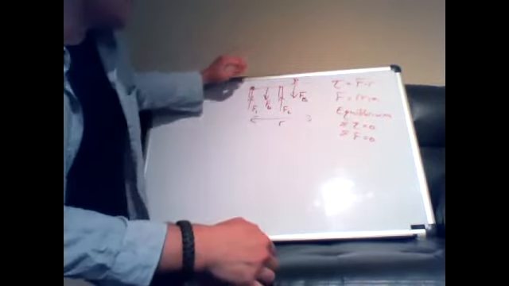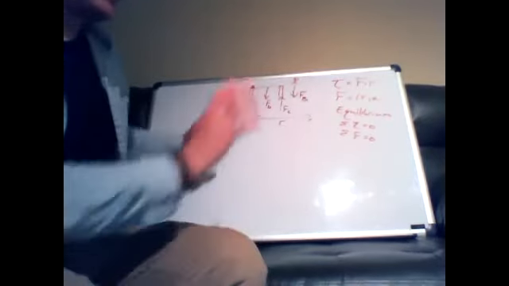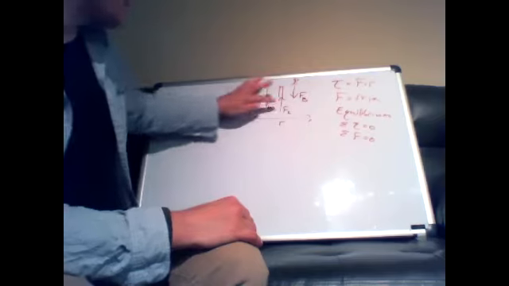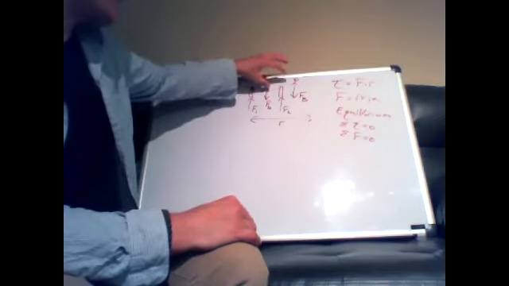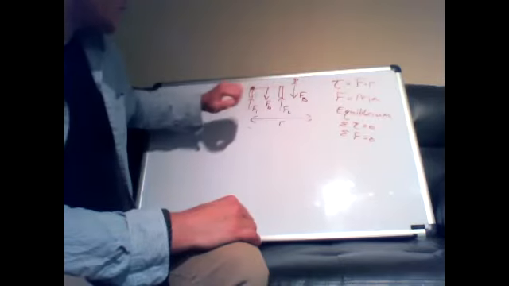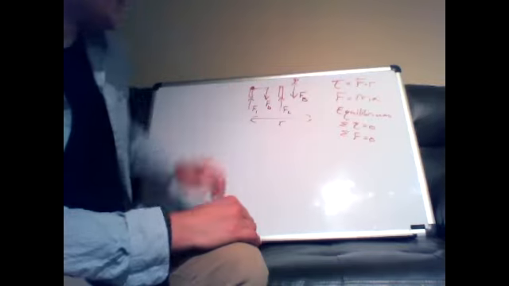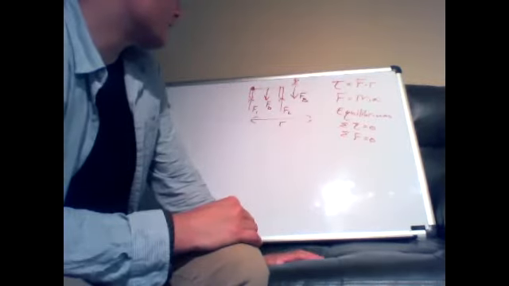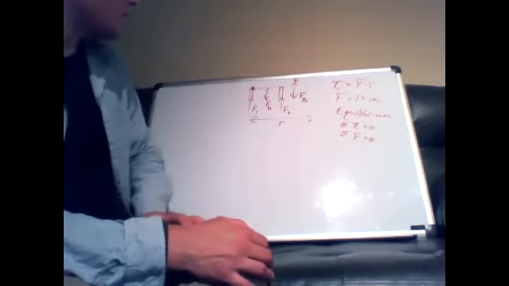Each of these supports has a normal force pointing up. Here's normal force 1, normal force 2. Then we also have to take into consideration the weight of the beam. So I drew an F little b to represent the force of the beam, and F big B to represent the force of the boy. And then I drew in a little dot right here to mark my pivot point.